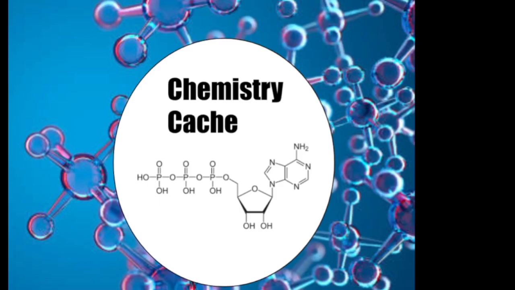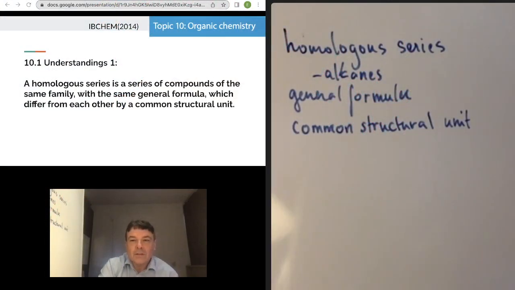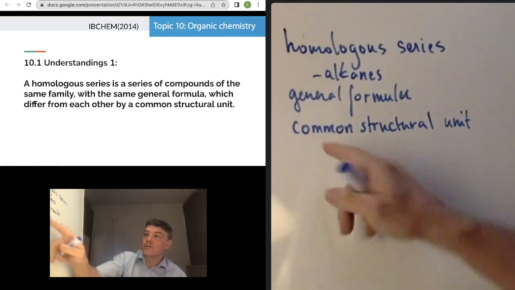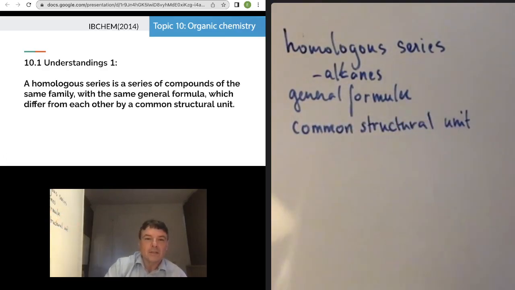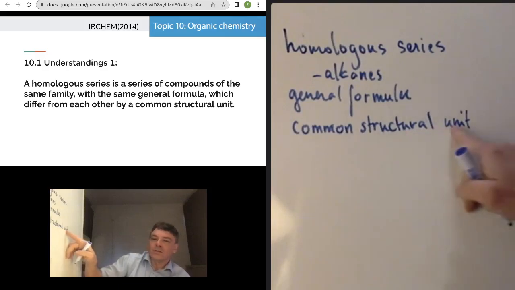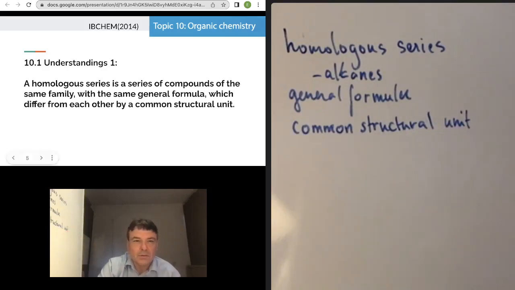Today we're looking at the homologous series. A homologous series is a series of compounds of the same family with the same general formula, which differ from each other by a common structural unit. So I want to look at that.